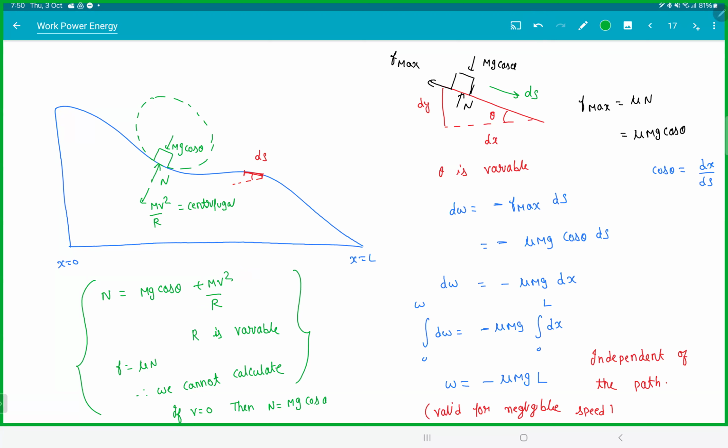You're getting the problem? Here in the integration you'll get one more term, mv square by r into ds, right? We can't calculate that. I don't know what r is. So therefore, you can't solve this question if it has some speed. That speed has to be zero. Please check.